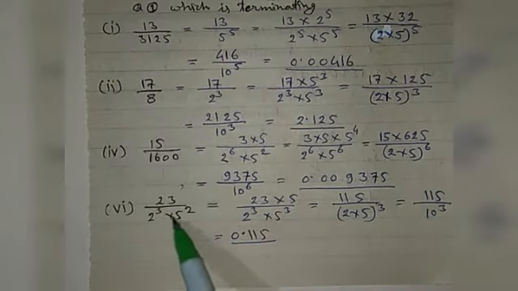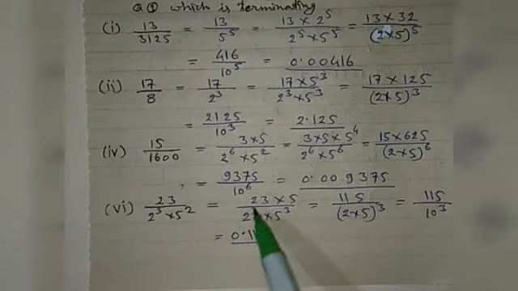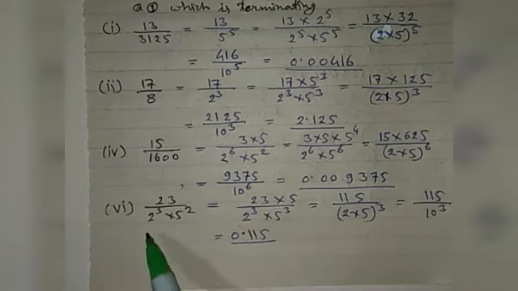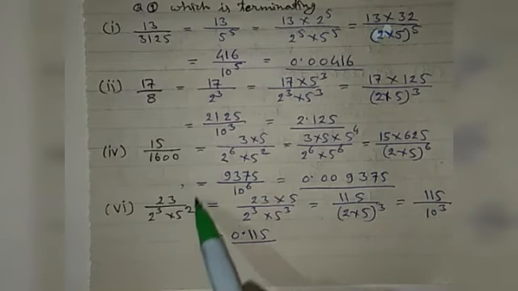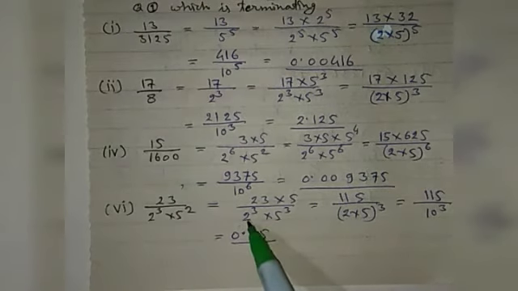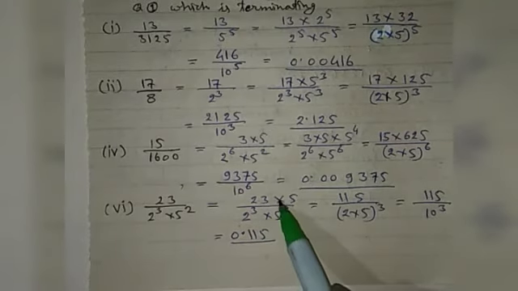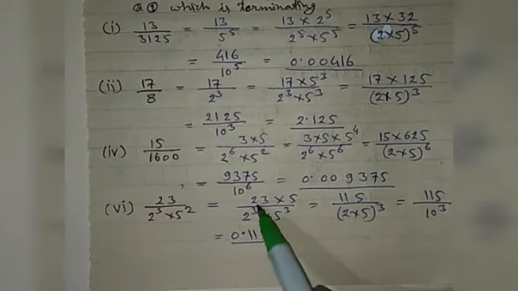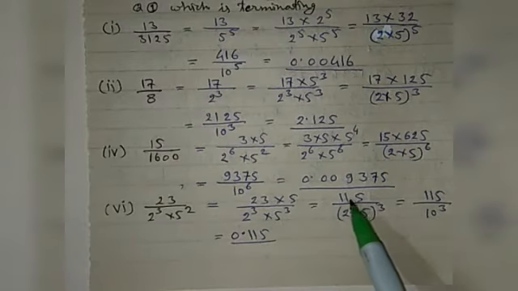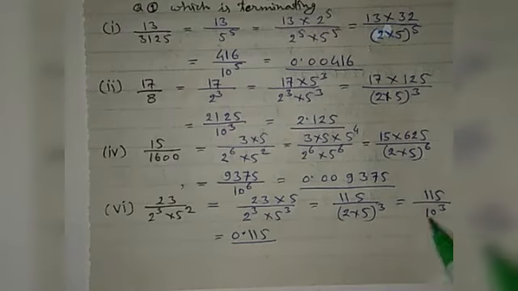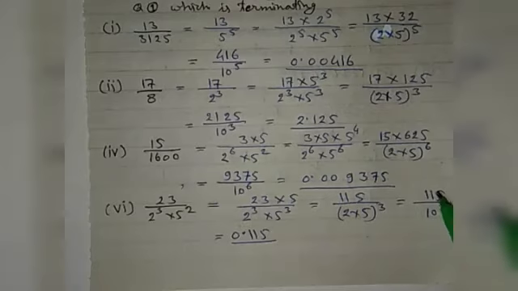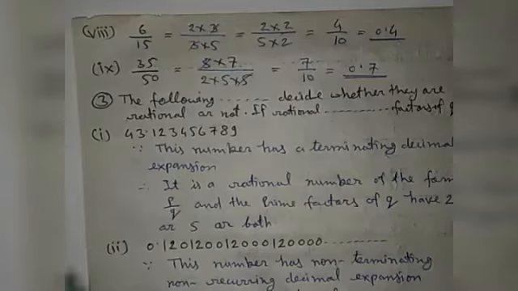Here 23 upon 2 power 3 into 5 power 2 is equal to 23 upon 2 power 3 into 5 power 2. Here 5 is only 2 times, so you have to multiply by 5 in the numerator and denominator. So you will get 2 power 3 into 5 power 3, and in the numerator 5 is multiplied also. Then multiplying the numerator you will get 115, and in the denominator it is (2 into 5) whole power 3. That will give 10 power 3. 10 power 3 means you have to put the decimal at 3 places. Then you will get 0.115.